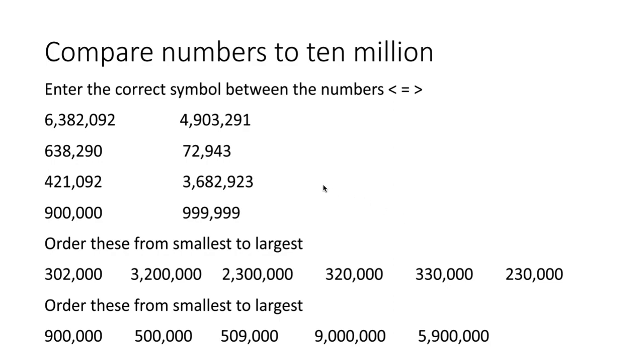Here's your page to have a go at. The first 4 here, enter the correct symbol between these numbers. So we're going to be looking for smaller than, an equal to, or a greater than sign between each of these numbers. So you need to write them out in your book with a symbol in between them. And then you've got 2 ordering tasks. Order these from smallest to largest. 302,000, 3,200,000, 2,300,000, 320,000, 330,000, 230,000. And order these from the smallest to largest also. 900,000, 500,000, 509,000, 9 million, 5,900,000.